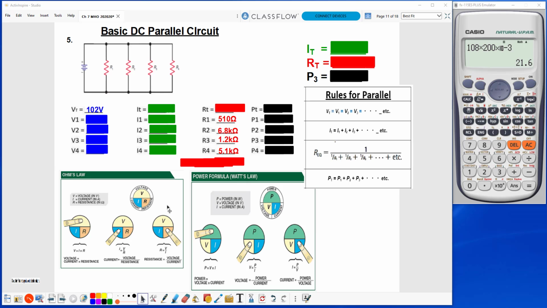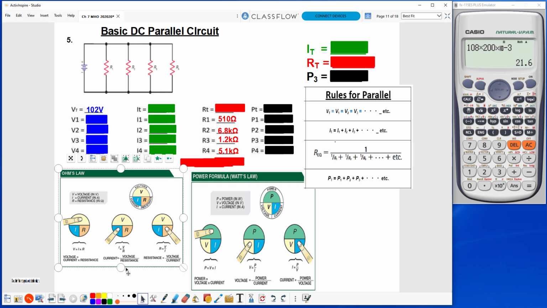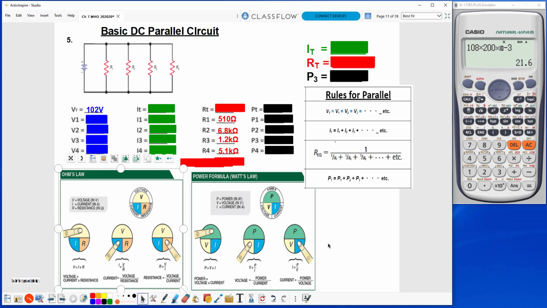So when I get my scratch paper, the first thing I would write down at the top of my scratch paper is the power formula wheel and the Ohm's law wheel. If you write out both of those little wheels at the top of your paper and you use your finger to cover up what you're looking for, it makes life a lot easier. Alright, so I filled in all my resistance values.